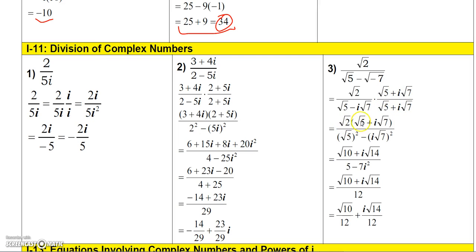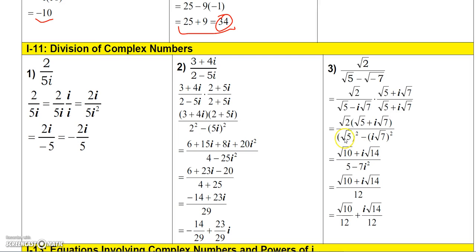So here I'm showing you I'm multiplying the numerator together. Now, to multiply the denominator together, you just square the square root of 5, and then you square the i square root of 7, and remember the middle term, you're going to have a minus for the sign, because it's going to be a squared minus b squared. So now, on the top, just distribute the square root of 2. So square root of 2 times square root of 5 gets me square root of 10. And square root of 2 times square root of 7 gets me square root of 14. And then, of course, I also have the i.